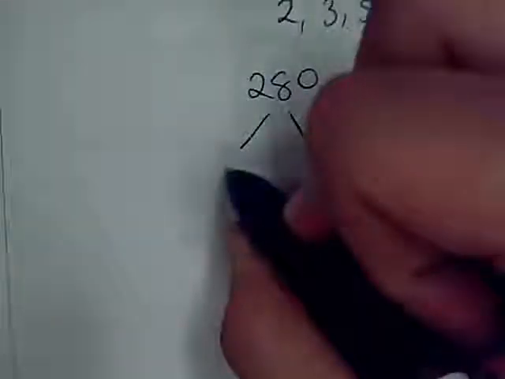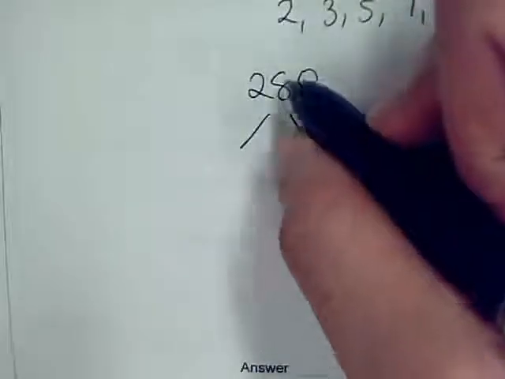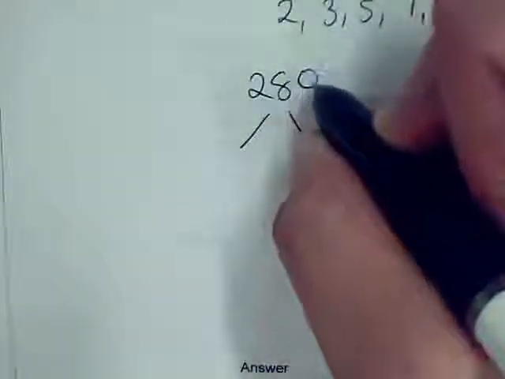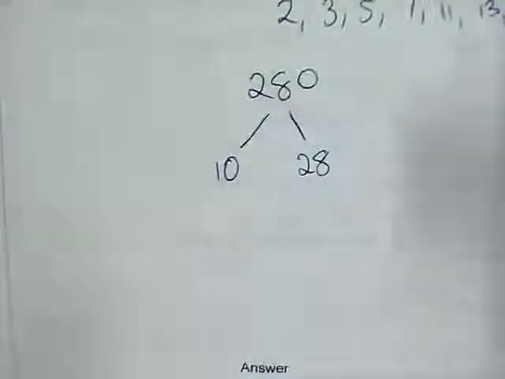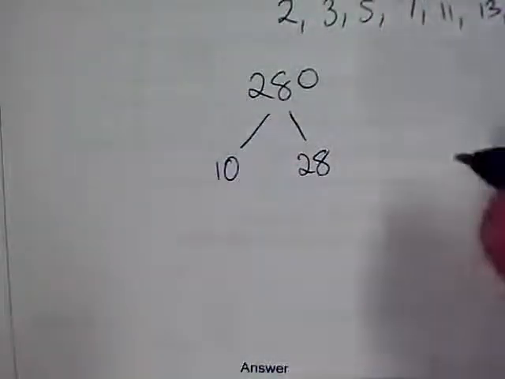So we're going to start with 280 at the top. I'm going to use a factor tree. I'm going to think of two numbers that multiply to give me the number above. Because it ends in a 0, I'm going to divide through by 10. So I know that 10 times 28 makes 280.